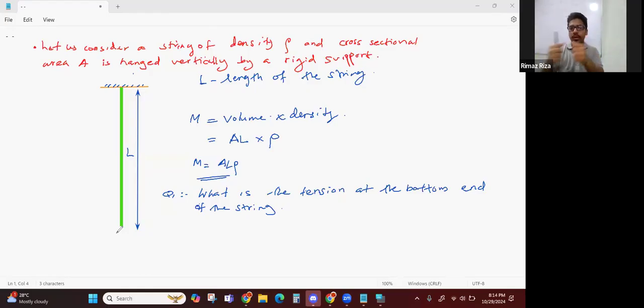there should be a force. If you consider the bottom end, it's free, so at this point tension will be zero. But if you consider somewhere here, at this point, the mass of the string below that point will pull it down, so therefore there will be a tension.